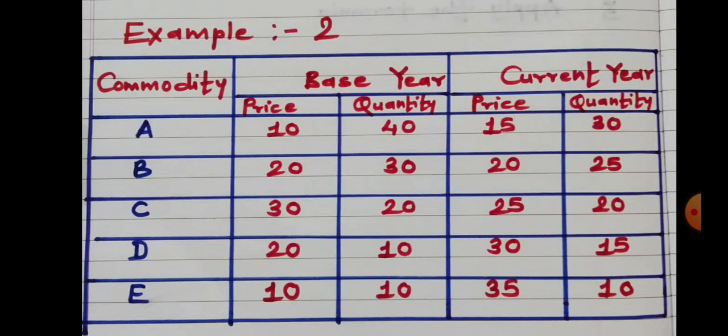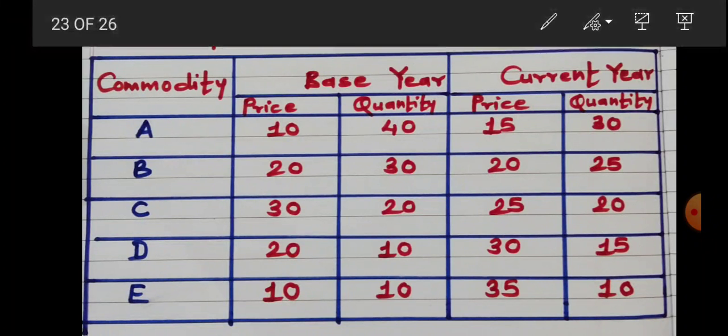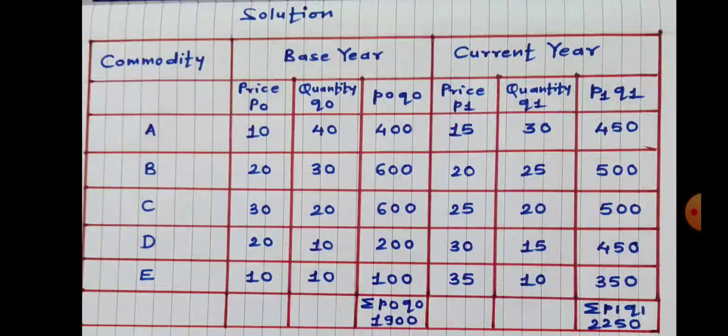Now let us explain how to construct value index number with the help of a second example. Here again 5 commodities are given: commodities A, B, C, D, E, and their prices and quantities in the base year as well as in the current year are given. Now how to construct value index number for this example, let us see. Here is the solution. We have to add an additional column in the base year and an additional column in the current year. In the base year we already added an extra column, that is P0 Q0, and in the current year we also added one additional column, that is P1 Q1.